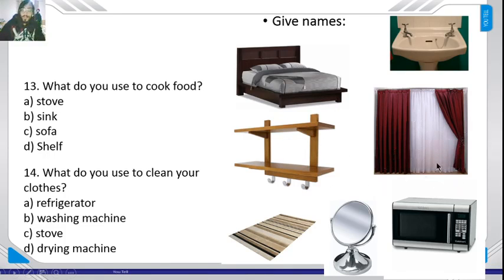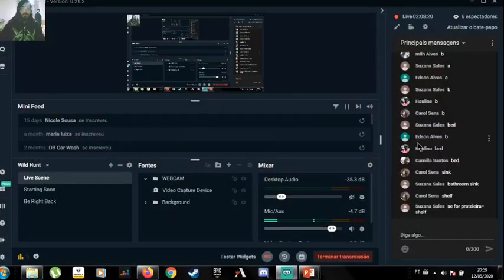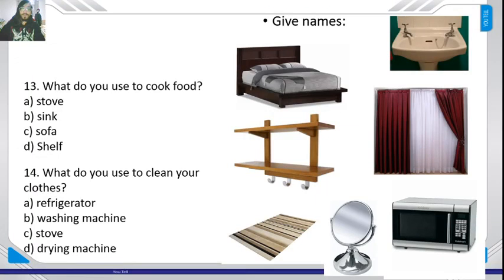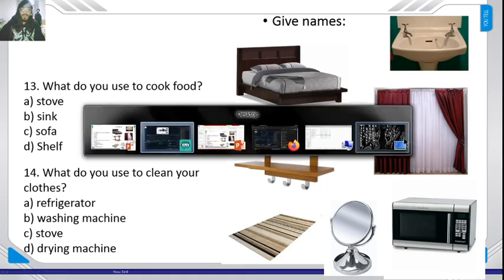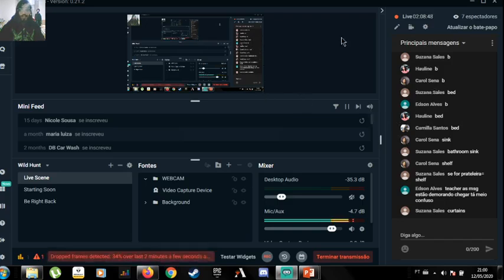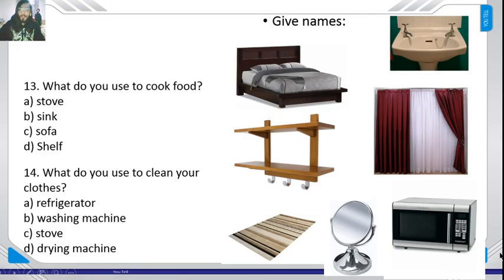And this one here, students. What about this one? What is its name in English? It's prateleira mesmo, Susana. You are correct. It's shelf. And this one? Curtains.